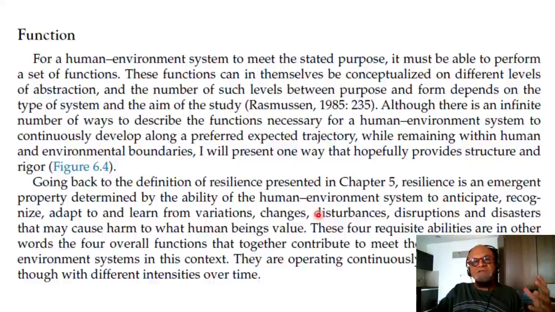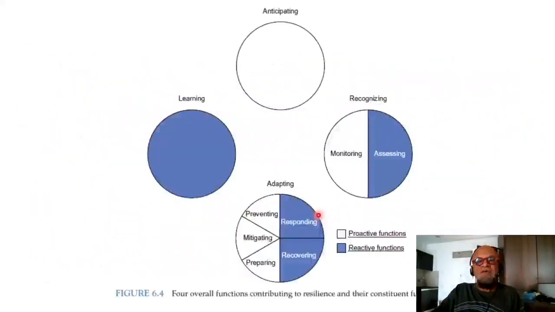Now we are part of the system, so if we treat ourselves as one system with a purpose, then we have to build the system's ability to anticipate, recognize, adapt to and learn from. Okay, so here is Figure 6.4. Four overall functions contributing to resilience and their constituent functions. So anticipating, so here you have proactive functions and reactive functions. So proactive in white and reactive in blue.